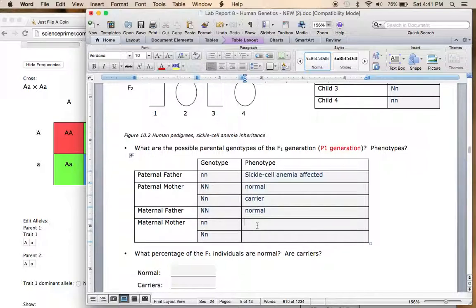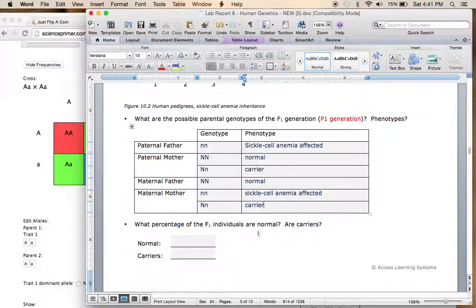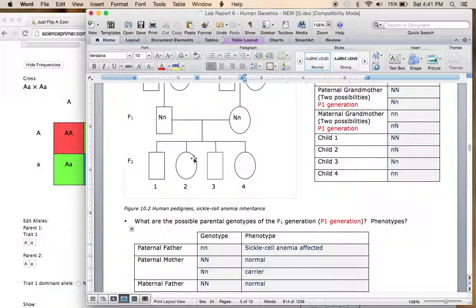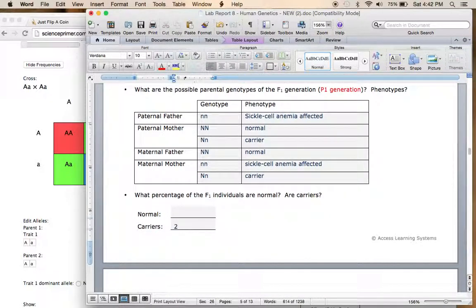If she is homozygous recessive, then she is going to be affected. So she would be sickle cell anemia affected. If she is heterozygous, she would be considered a carrier. All right, so the next question says, what percentage of the F1 generation individuals are normal, and which ones are carriers? In the F1 generation, technically both of these are carriers, so we would say 100% are carriers. Oops, not 200%, just 100%. And 0% will be considered normal.